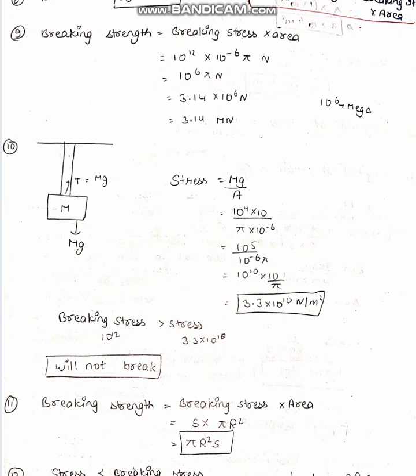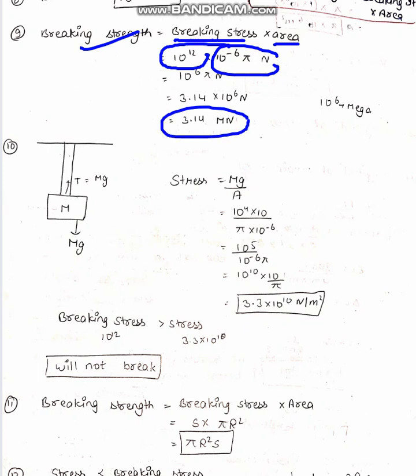We are discussing a question. We need to find the breaking strength. We know that breaking strength is breaking stress into area. Breaking stress is given to be this and area is given to be this. So we just multiply, then we get this as the breaking strength. That signifies that if a force of 3.14 million, meaning 10 to the power 6 Newton, is applied on this longitudinally, then it will break. Now let's start a question.